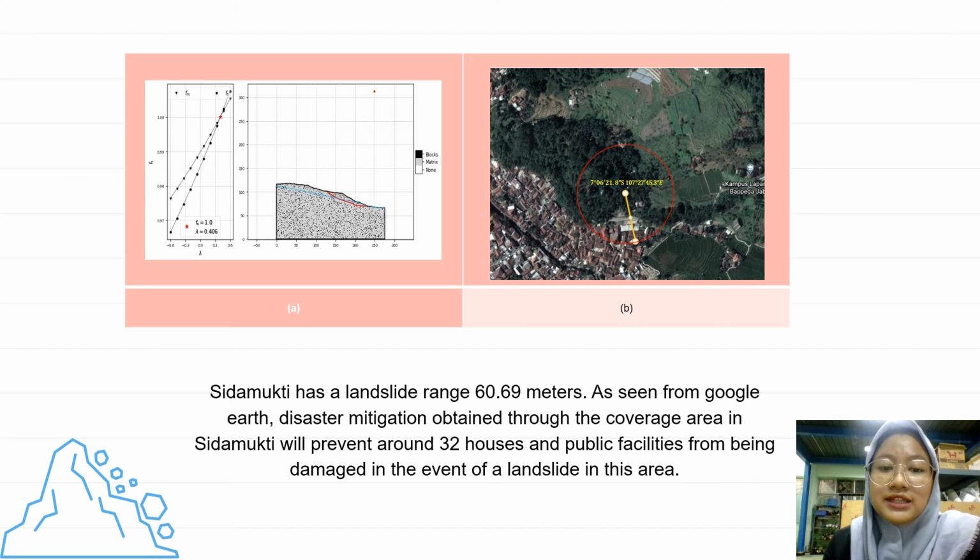Sidamukti has a landslide range of 60.69 meters as seen from Google Earth. Disaster mitigation obtained through the coverage area in Sidamukti will prevent around 32 houses and public facilities from being damaged in the event of a landslide in this area.